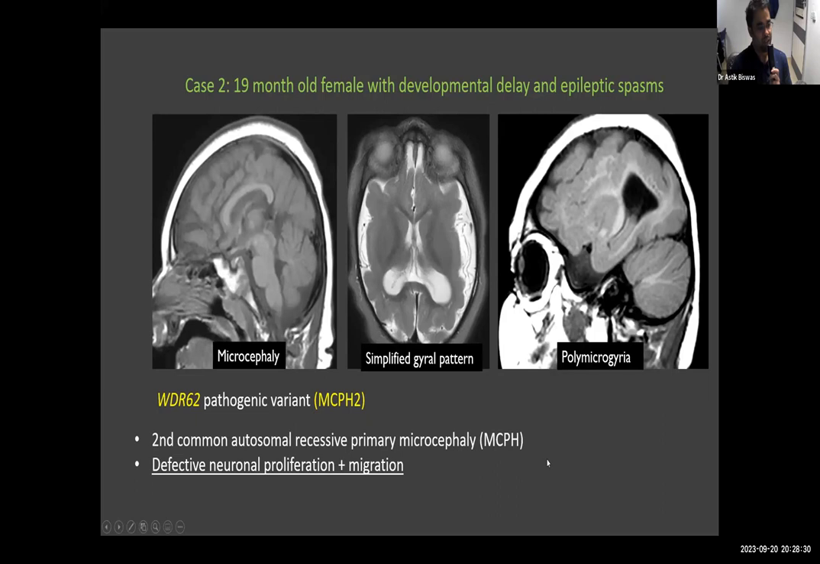Why is there polymicrogyria? Because WDR62 is involved not only in neuronal proliferation, but also in migration. So the different radiological phenotypes that can be seen are microcephaly, simplified gyral pattern, polymicrogyria, and also heterotopia, because they're involved in migration.